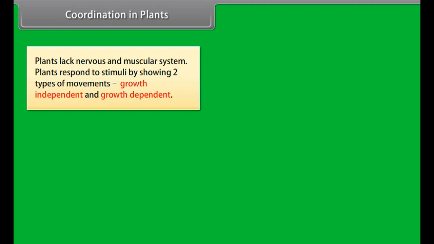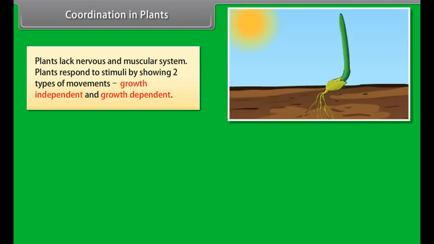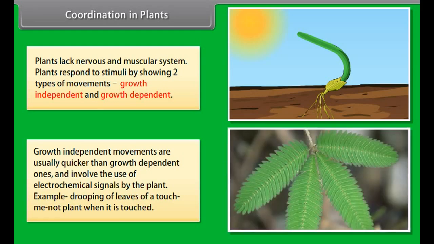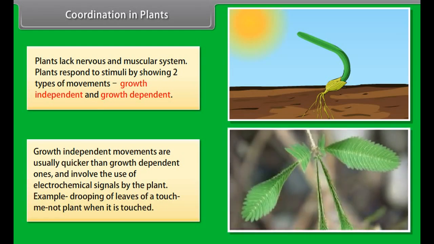Coordination in plants. Plants lack nervous and muscular system. Plants respond to stimuli by showing two types of movements, growth-independent and growth-dependent. Growth-independent movements are usually quicker than growth-dependent ones and involve the use of electrochemical signals by the plant. Example: drooping of leaves of a touch-me-not plant when it is touched.